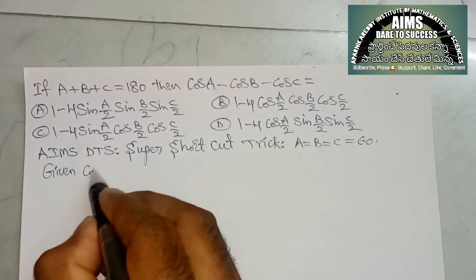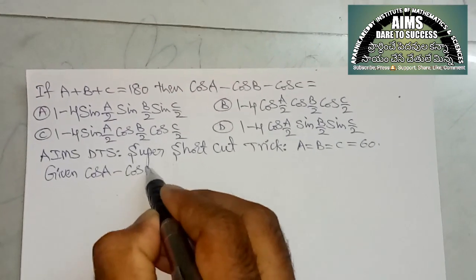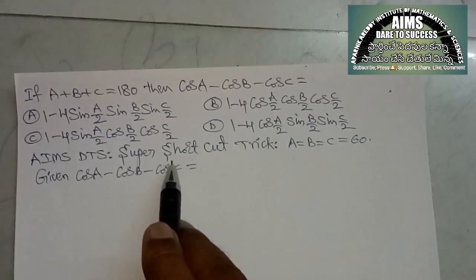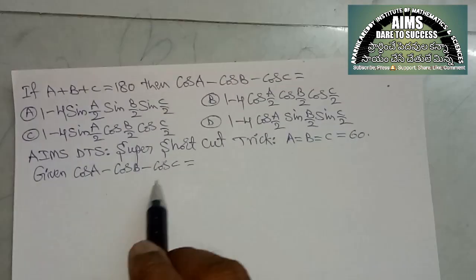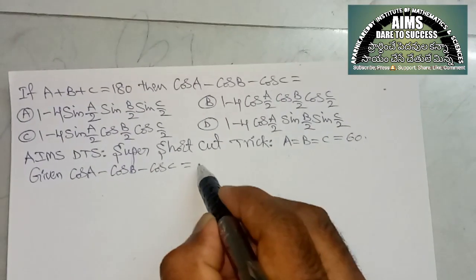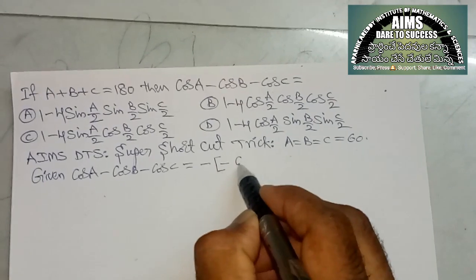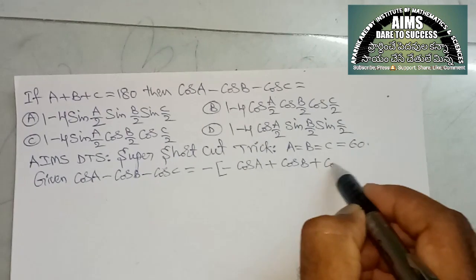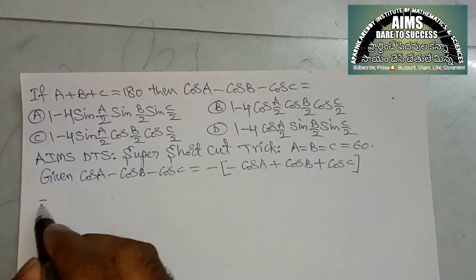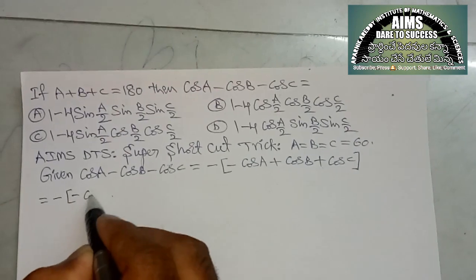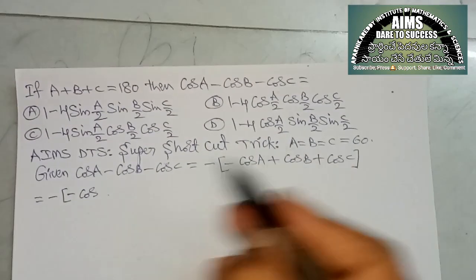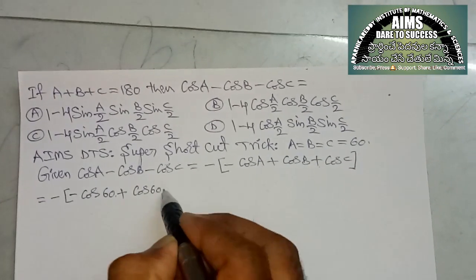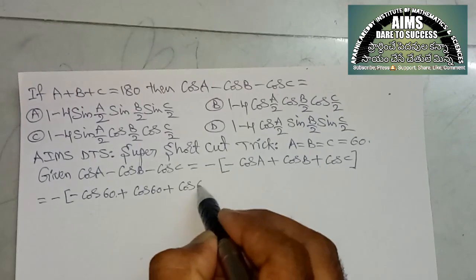The given value is cos A minus cos B minus cos C. While you are having any two negative values in the given question, you can take minus common. The remaining value is minus of cos A plus cos B plus cos C. Substituting A, B, C values 60, we get minus of cos 60 plus cos 60 plus cos 60.